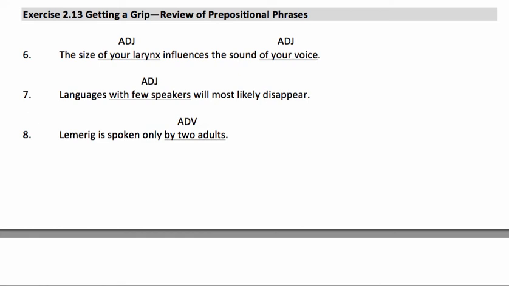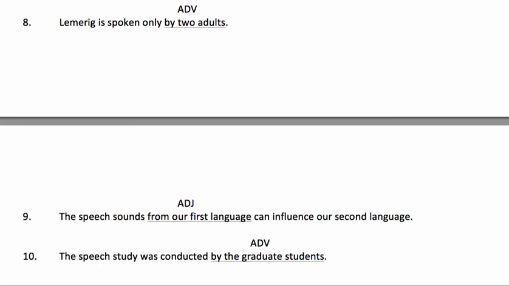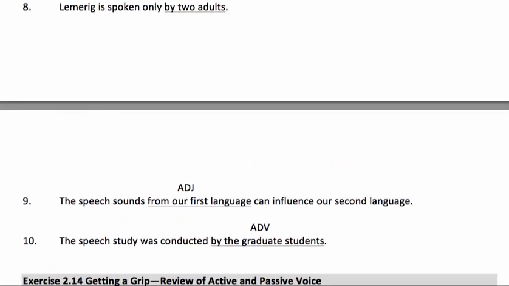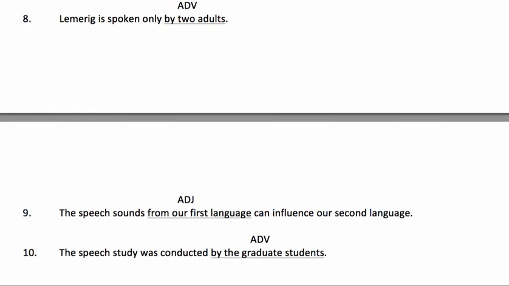8, limerick is spoken only by 2 adults. By 2 adults is certainly not following a noun. It is not helping us identify any noun. So this is an adverb. In number 9, the speech sounds from our first language. So again, essential adjective question, which sounds, the ones from our first language? Number 10, we have the prepositional phrase by graduate students. By graduate students is immediately following a verb, therefore it must be adverbial.